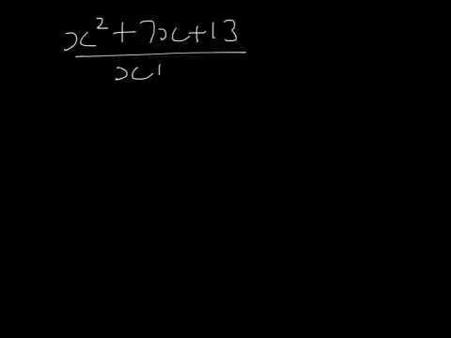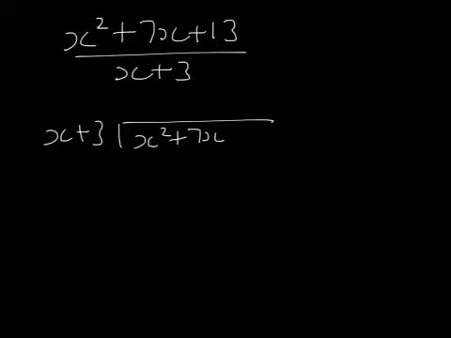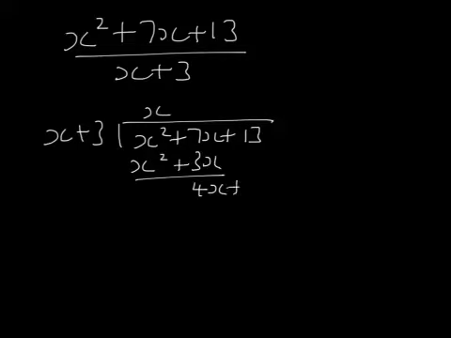So now let's consider an algebraic division where we know there's going to be a remainder. So let's do x plus 3 into x squared plus 7x plus 13. X into x squared is x. X times x makes x squared. And now x times x plus 3 makes x squared plus 3x. What's the remainder? It's 4x. Bring down the plus 13.